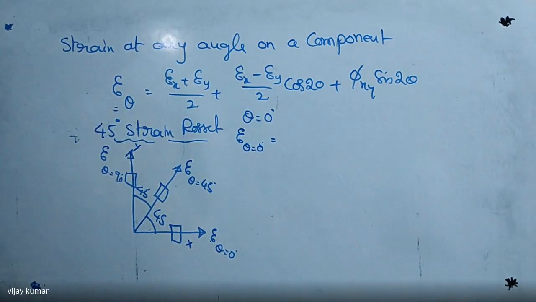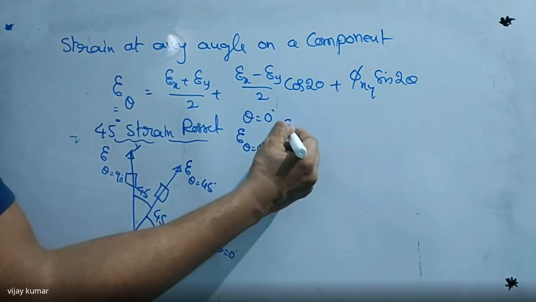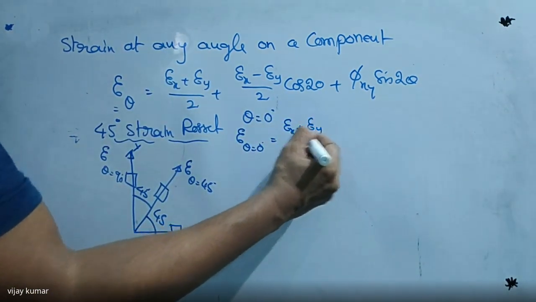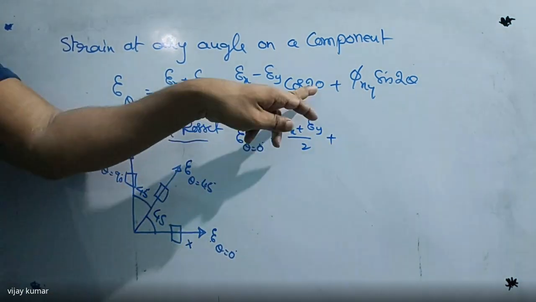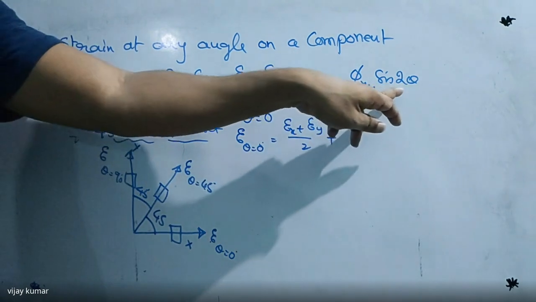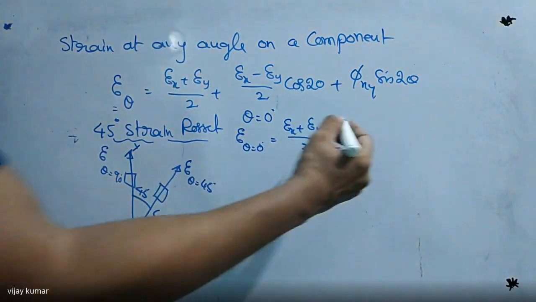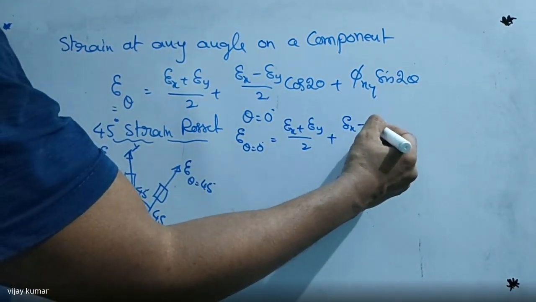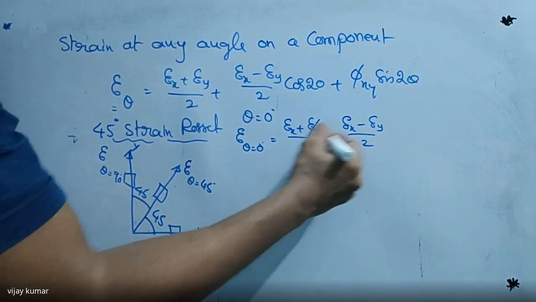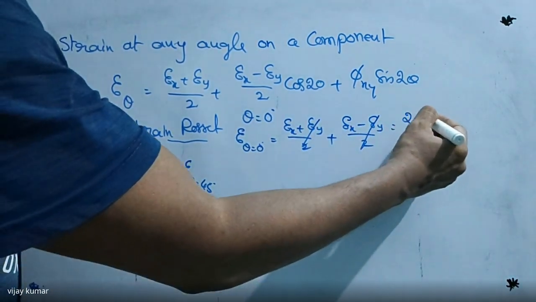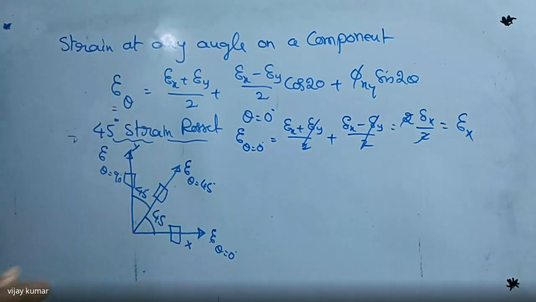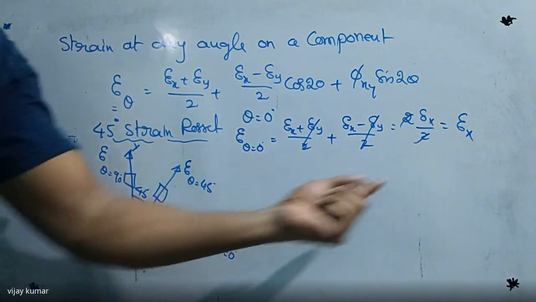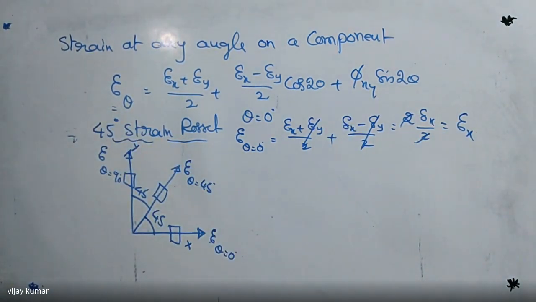What happened? That is epsilon x plus epsilon y divided by 2 plus, here theta is 0, but cos 0 is how much? 1, but sin 0 is equal to 0. Then we are getting only epsilon x minus epsilon y divided by 2. These two are cancelled. Then we can get 2 epsilon x divided by 2. Both are cancelled. We are getting epsilon x. What is the value of strain when theta is equal to 0? That is epsilon x.